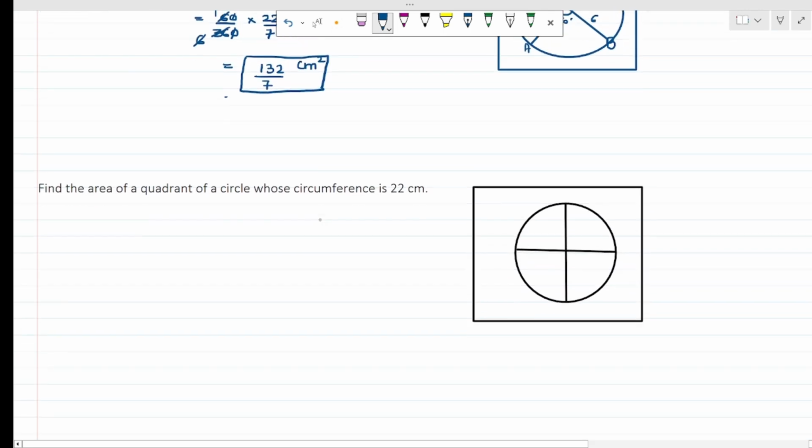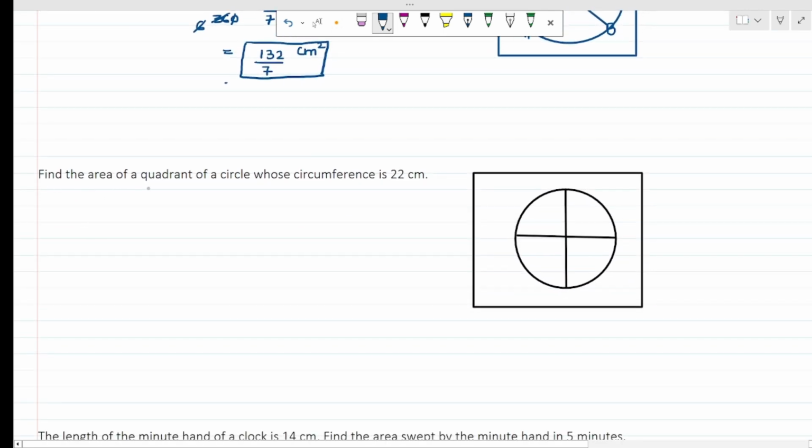Let's move on to the next question, which says find the area of a quadrant. Now here it is not mentioned sector, it's given quadrant. What does a quadrant mean? A quadrant means a part which divides the circle into 4 parts. That means I need to find this sector, which is the 4th part of a circle. I need to find the area of this quadrant.